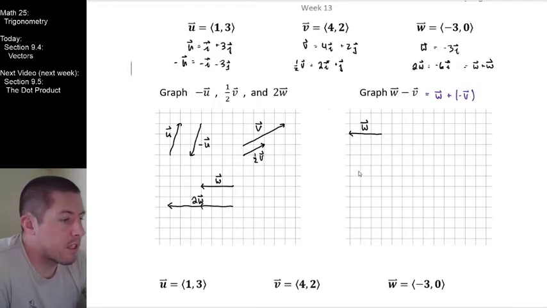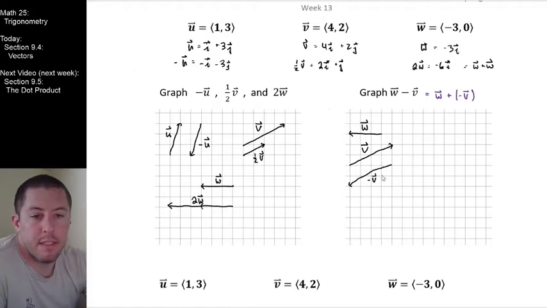V looks like the 4, 2 vector. So V is our vector that does this. But what I want to use is the negative of that, right? So what I'm more interested in is this guy, the negative V vector. So now when I'm thinking about W plus negative V, I know that I first want to do what W tells me to do. Then I want to continue on from that in the direction of what negative V tells me to do.